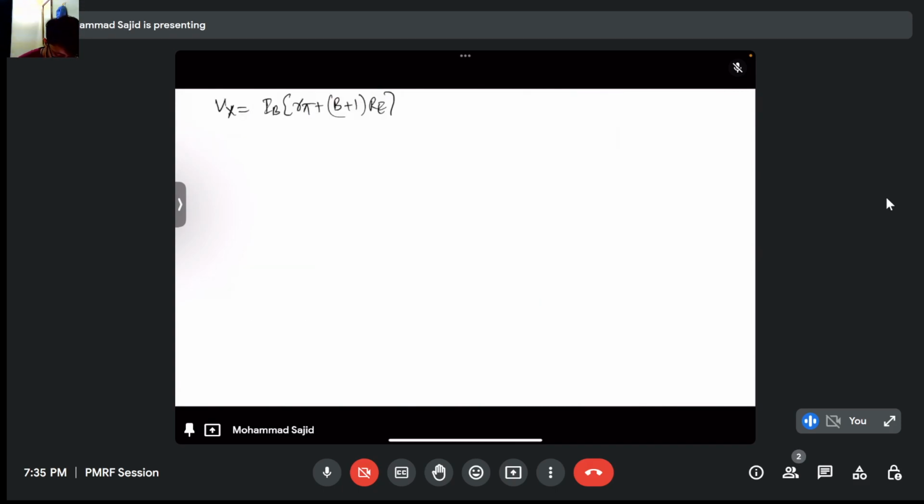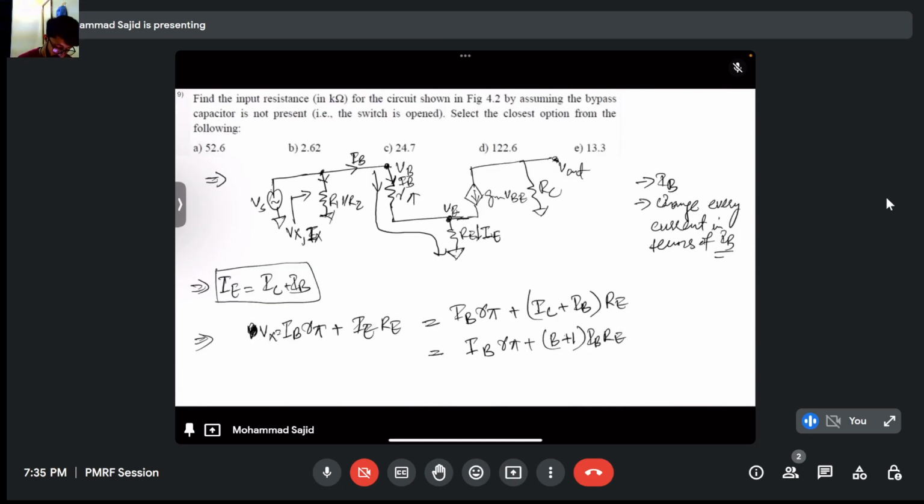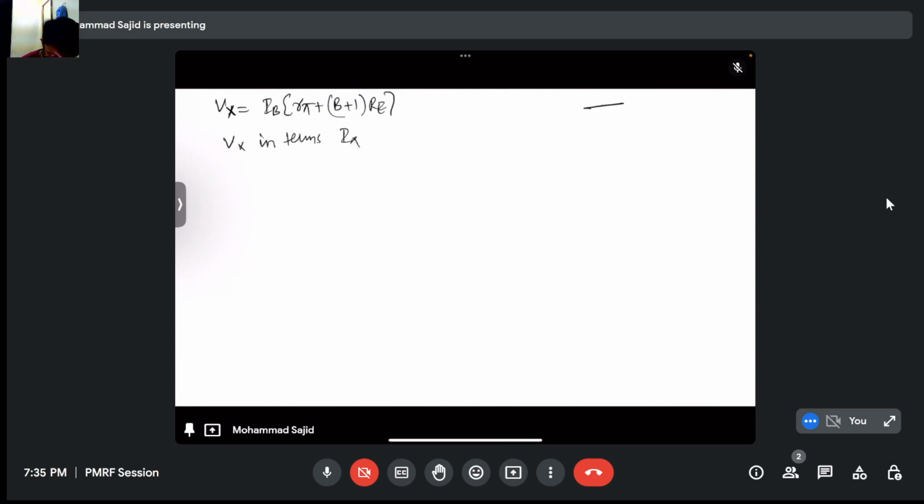Now we have Vx in terms of IB, but we need Vx in terms of Ix. Looking back at the circuit, can we say that if I have current source I, this is R1, this is R2, what can I do? What is the amount of current that flows here? We use the simple resistor divider rule on currents, right? So I2 will be equivalent to R1 divided by R1 plus R2 into I.